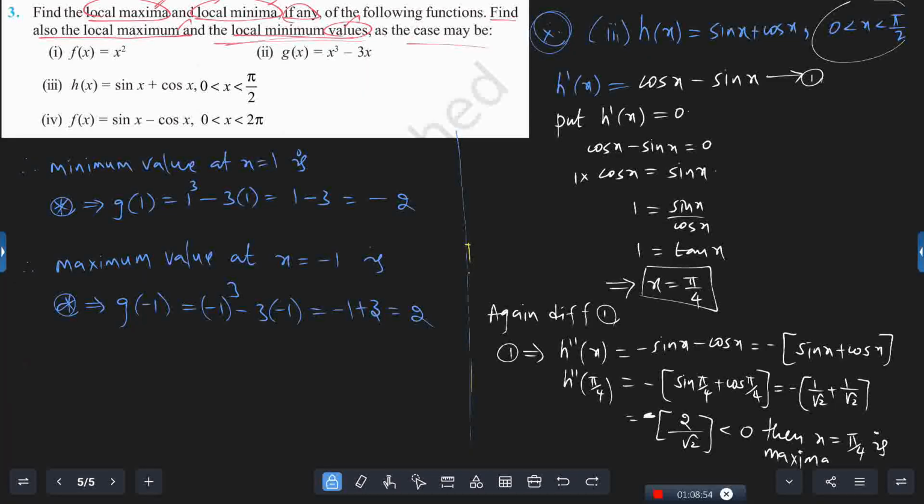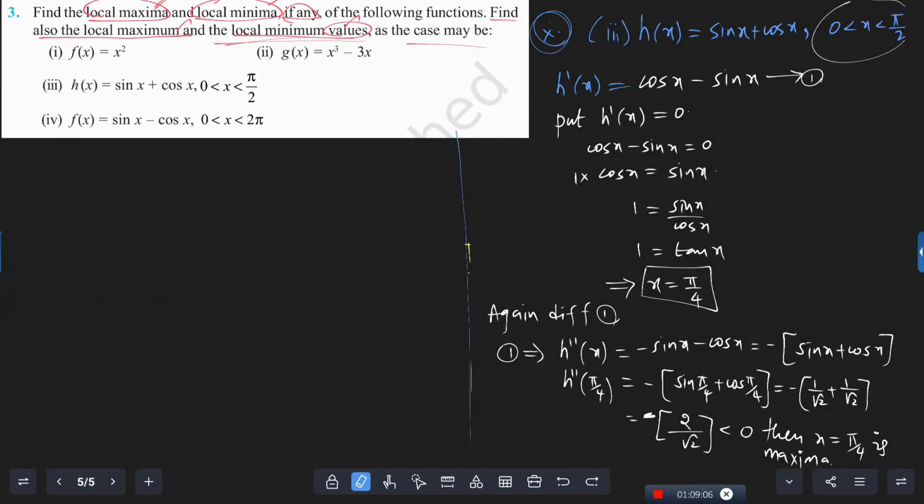If you want the maximum value, what you have to do? Take the x value and substitute in the question. I will use the blue color. So the double derivative we have done easily, I didn't do a lot of work here. Then the maximum value at x is equal to pi by 4 is what I am getting.